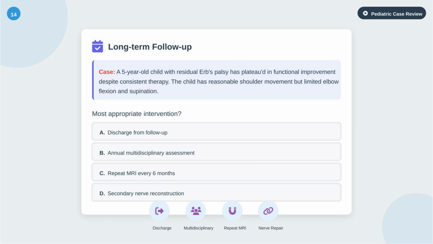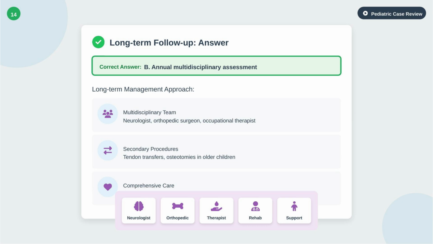A 5-year-old child with residual Erb's palsy has plateaued in functional improvement despite consistent therapy. The child has reasonable shoulder movement, but limited elbow flexion and supination. What is the most appropriate long-term management approach for this child? A. Discharge from follow-up. B. Annual multidisciplinary assessment. C. Repeat MRI every 6 months. D. Secondary nerve reconstruction. The correct answer is B.